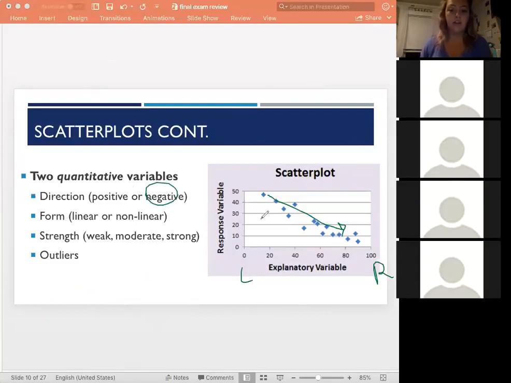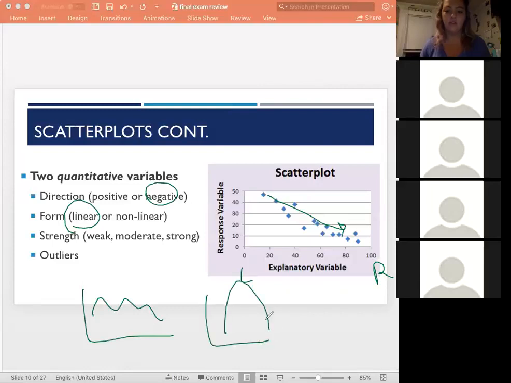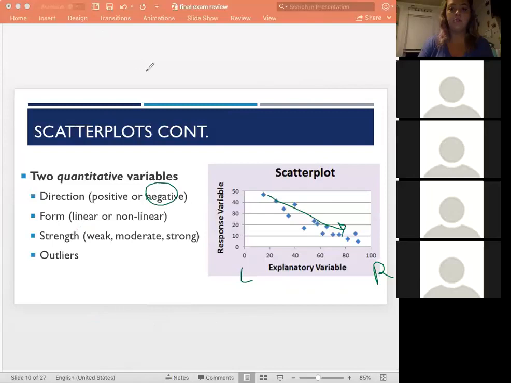Form is going to be linear or nonlinear. This one looks like a line to me. Anything that looks curvy like that, or if you saw a parabola or something, those are going to be nonlinear. But we do want it to be linear, so that is something we want to keep in mind if we end up making conclusions about it. Our strength is going to be weak, moderate, or strong, depending on how close the dots are together. This one I'd probably say, and you can also combine them, is moderately strong. I'd say it's getting pretty close to being strong. The dots are pretty close together.